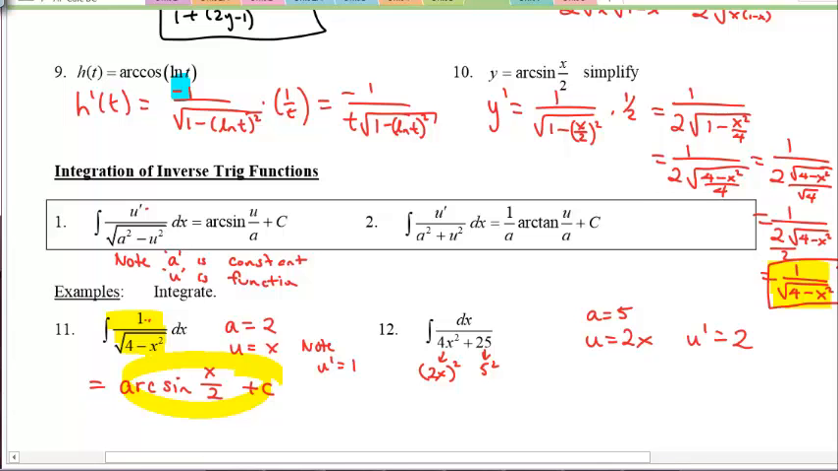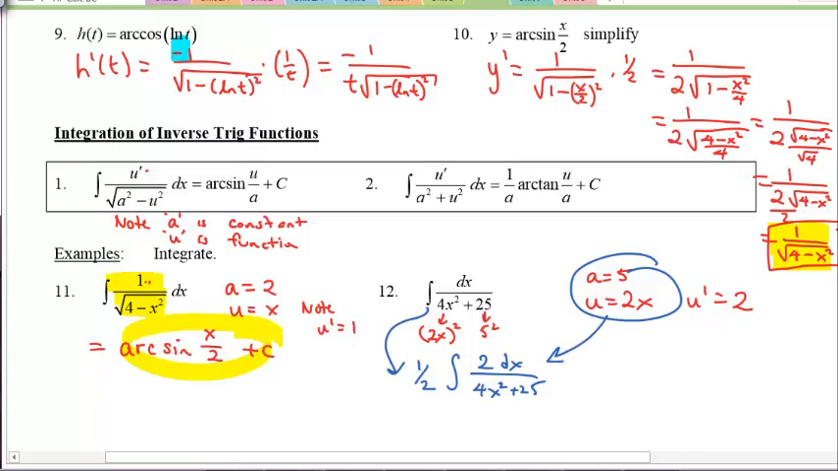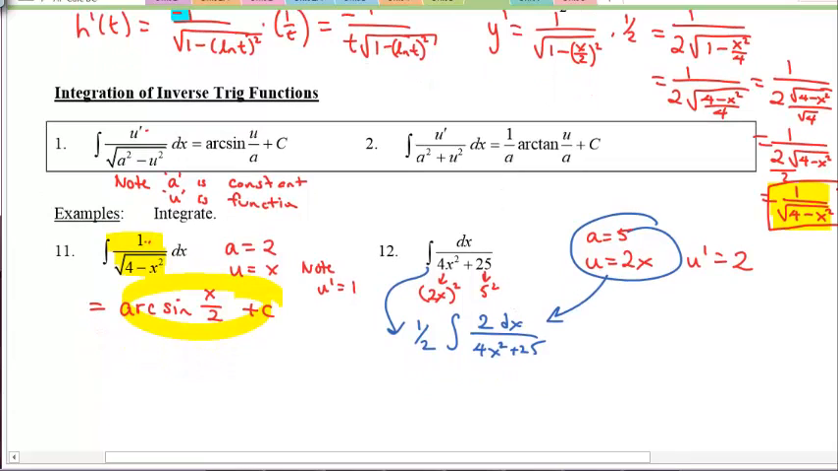Or is it? If I need to put a 2 on the top, that just means I need to multiply the numerator by 2. But to balance it out, I need to divide also by 2, or a half. Because a half times 2 is just 1. So really what I want us to do is rewrite this integral as 1/2 the integral of 2 dx over 4x squared plus 25. And now I can use this piece of information to just do a quick integral by using that formula. So now when I integrate, let's use the formula for number 2.